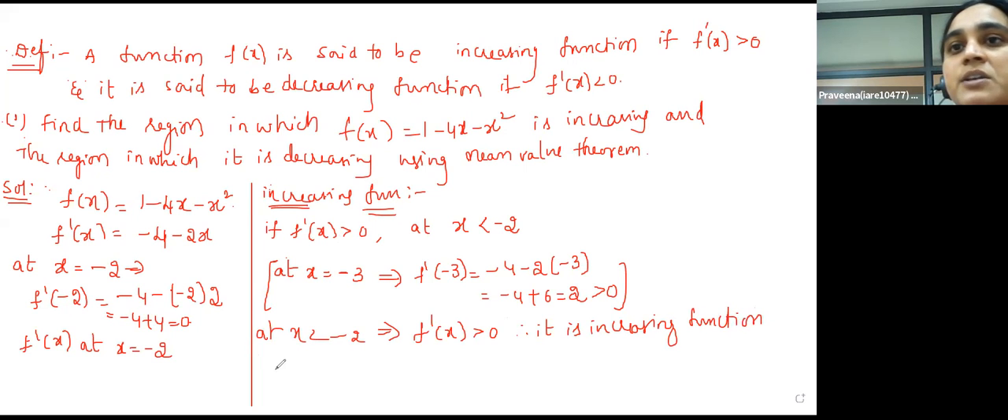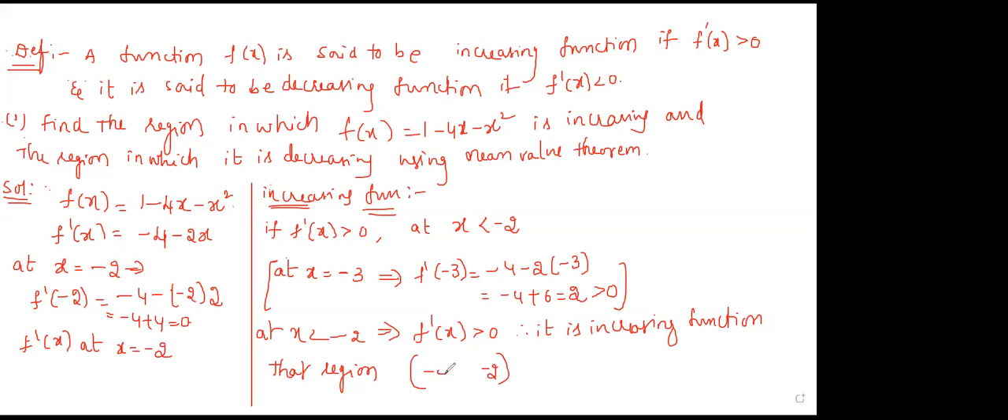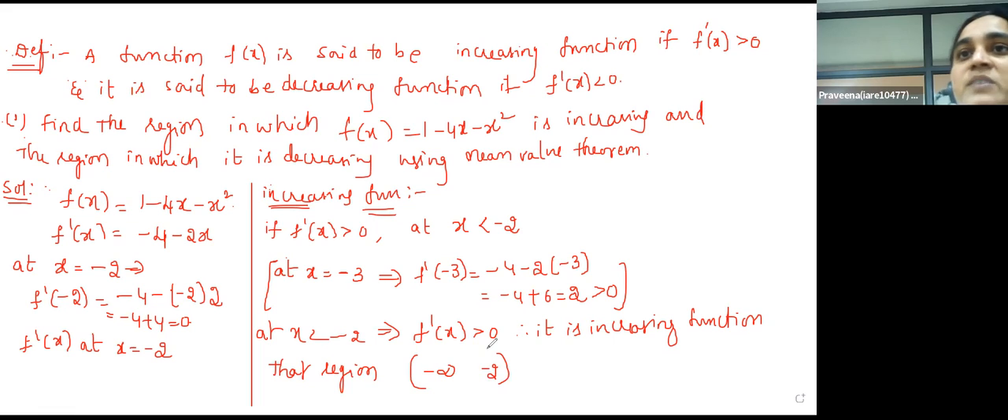Therefore, how will I write the region? Values less than minus 2, that is minus infinity to minus 2. This is the increasing function. Note down. After that, I'll continue with the decreasing. Copy it, all of you. First part completed, then I'll continue there. Make it fast.